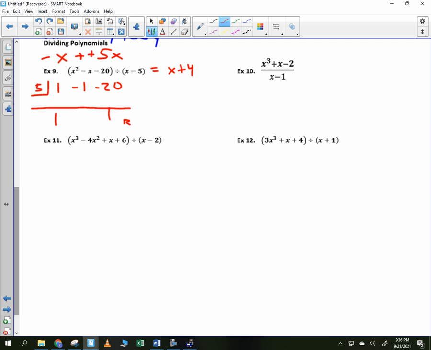Now you multiply and add. 5 times 1? 5. Add. 4. Multiply. 20. Add. So that means you have no remainder. That means that 4 is your constant and 1 is your x term. So 1x plus 4, which is exactly what we have. Trust me, when you do it the second time, you're going to say piece of cake upside down. It's called synthetic division. Trust me, you'll be okay.